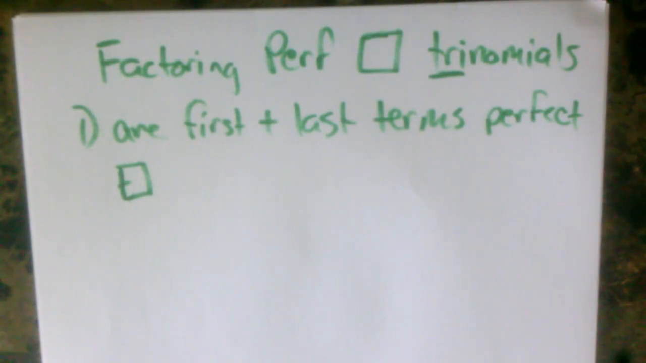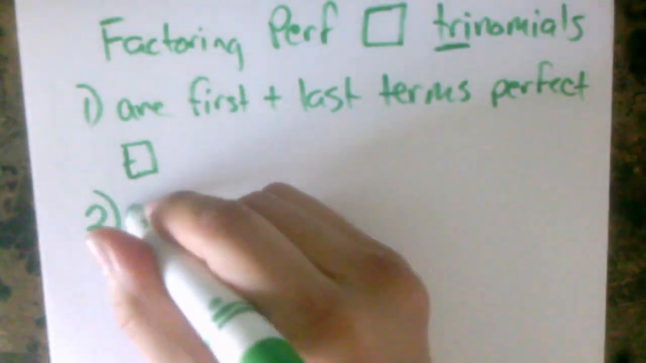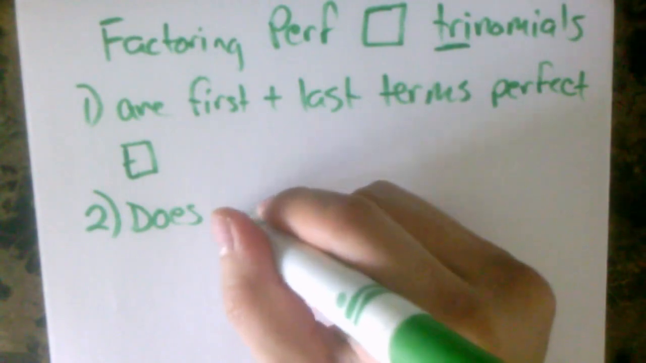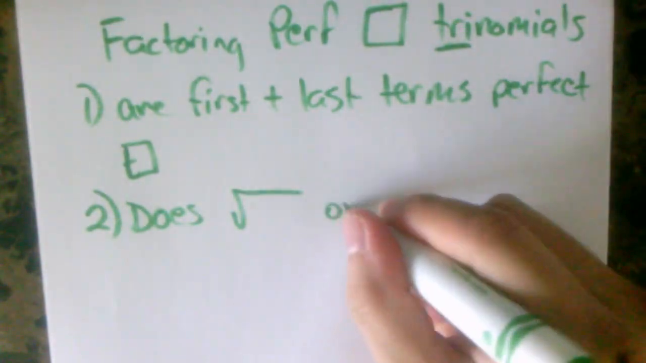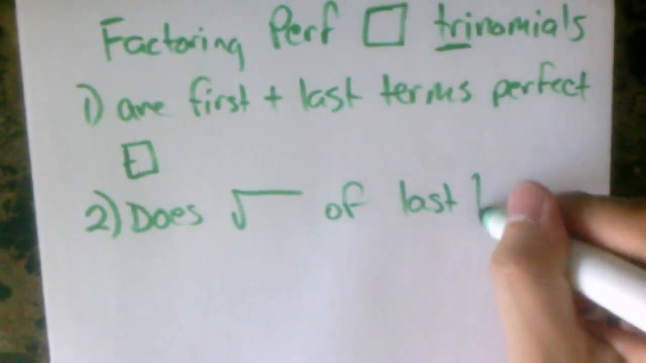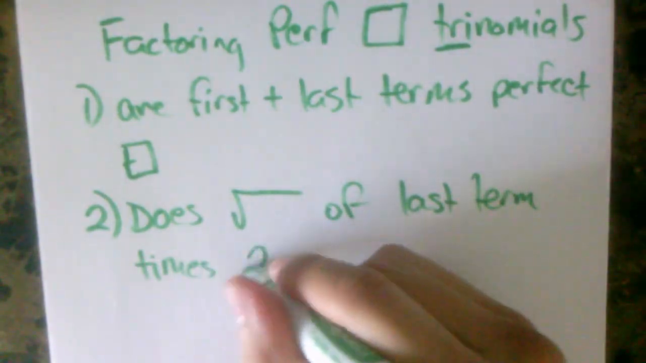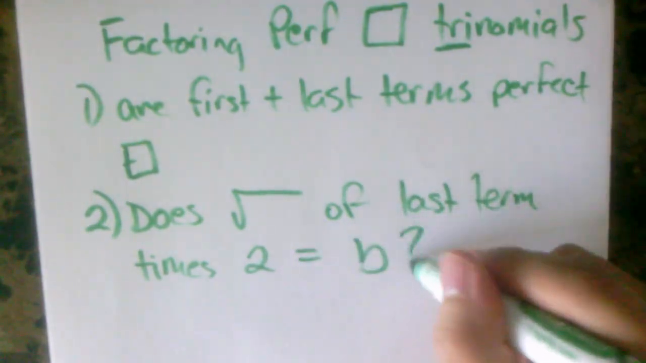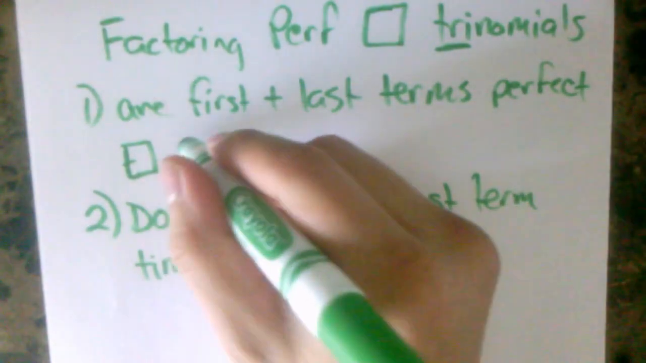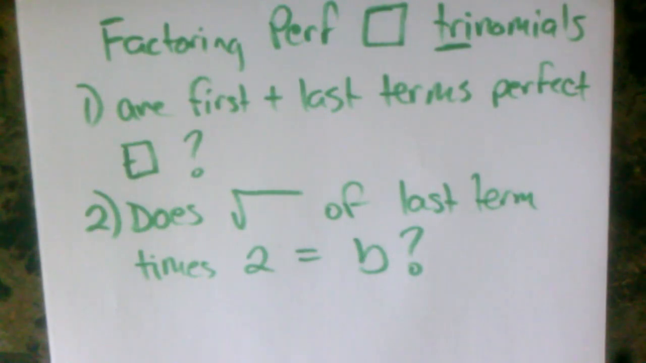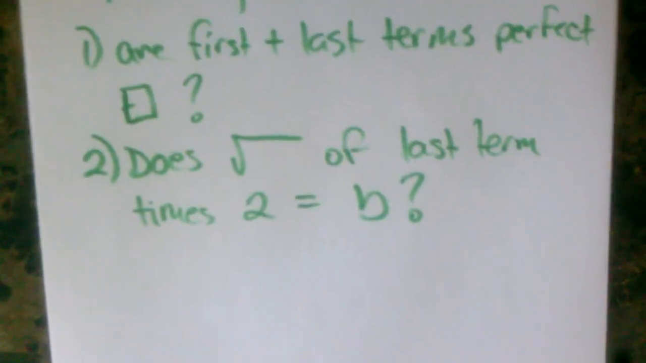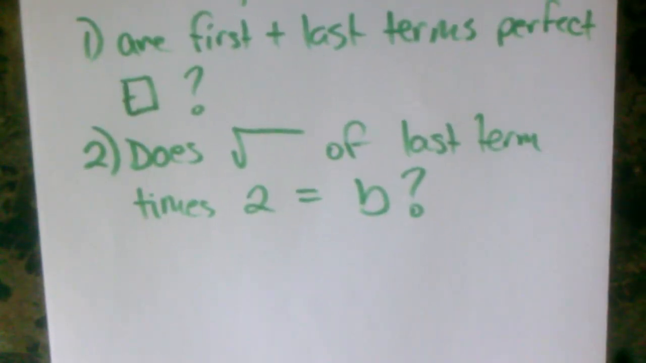So are the first and last terms perfect squares? So just A and just C. Don't worry about that middle term, that B, just yet. Okay. Second, does the square root of the last term times 2 equal B? As long as it fits these two conditions, you do have a perfect square trinomial, and we can factor it this way. Okay, so let's go ahead and get an example going with this.